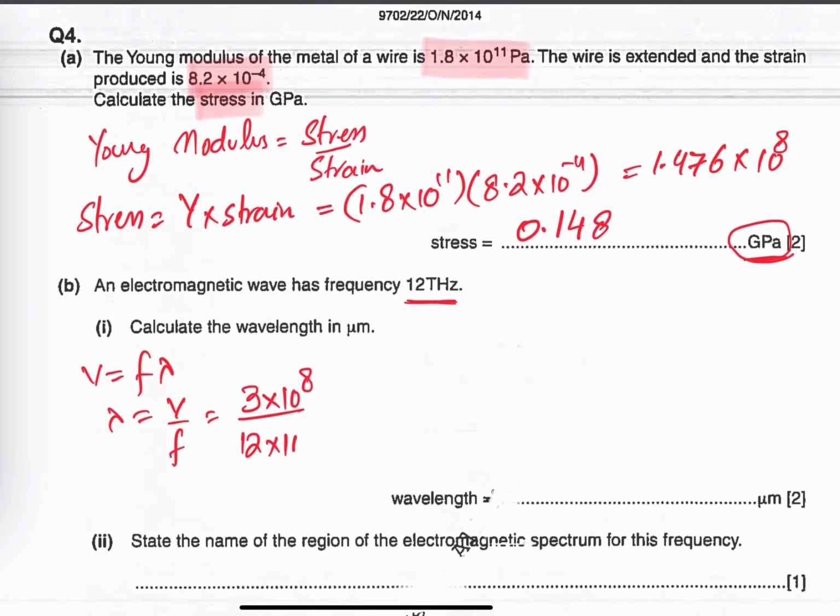12 into 10 raised to power 12, that will give you 25 into 10 raised to power minus 6 meter. That can be written as 25 micrometers. Okay, so 25 micrometers is the answer.